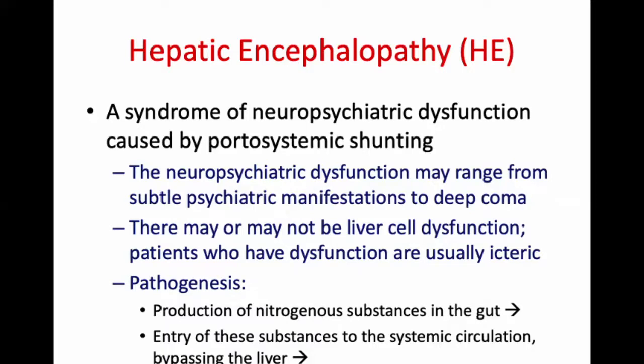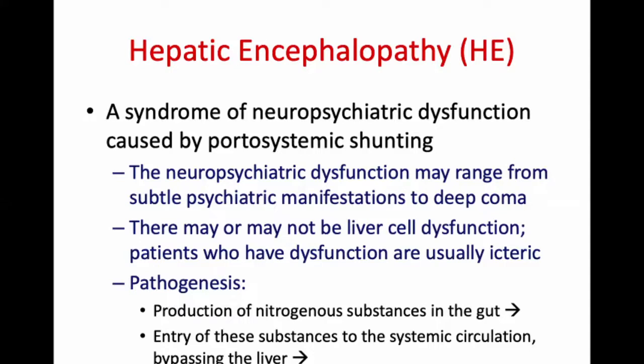And the pathogenesis is that there's a production of various nitrogenous substances in the gut by bowel flora, bacteria, and these are absorbed into the GI tract, but they can bypass the liver because of the shunting, and they go straight to the systemic circulation. And then in the systemic circulation, they have effects on the neurotransmission in the brain, and the brain neurotransmission gives rise to this neuropsychiatric dysfunction.